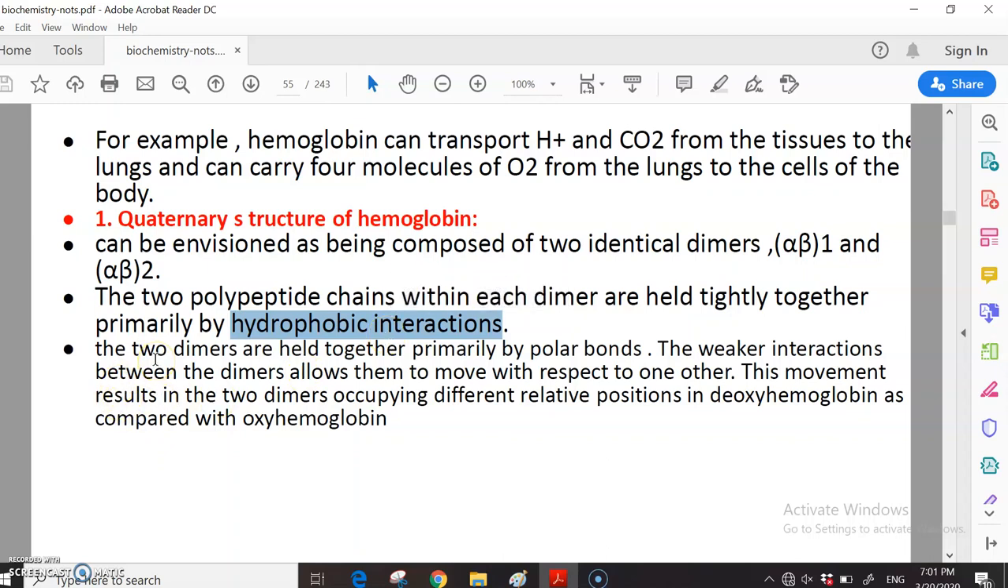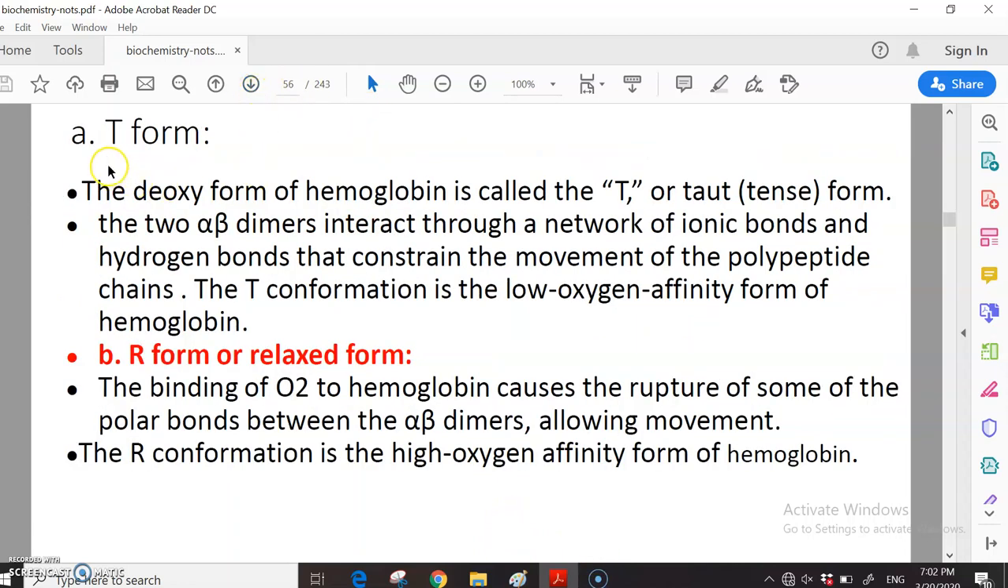The 2 dimers, alpha beta 1 and alpha beta 2, are held together by polar bonds, which are weaker than the first layer of hydrophobic interaction. The weaker interaction between the dimers allows them to move with respect to one another. This movement results in the 2 dimers occupying different relative positions in deoxyhemoglobin as compared with oxyhemoglobin. The 2 forms are: first T form, second R form.